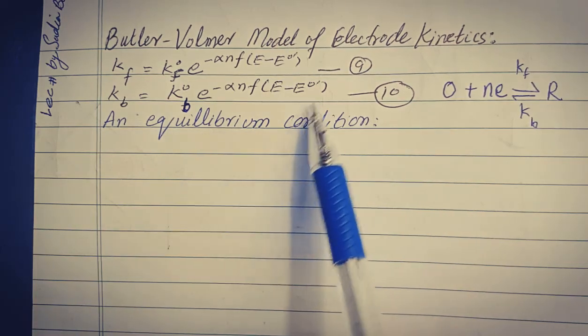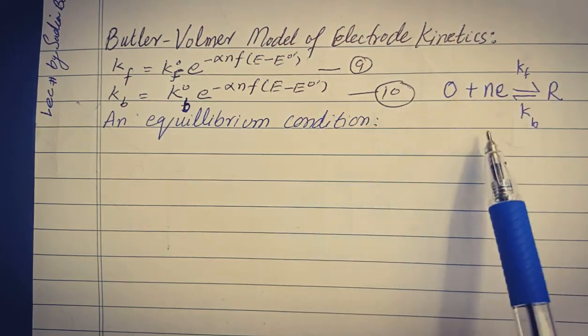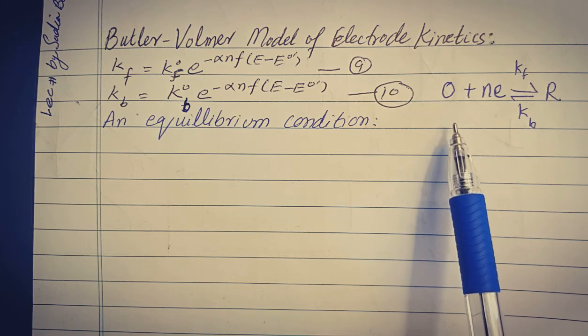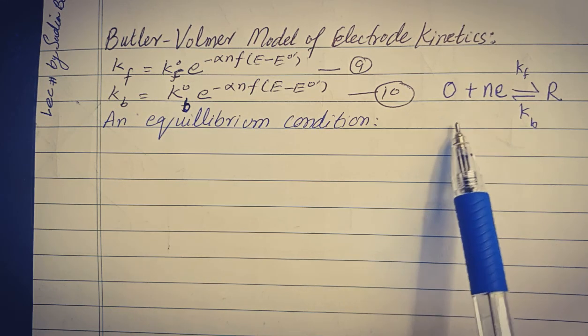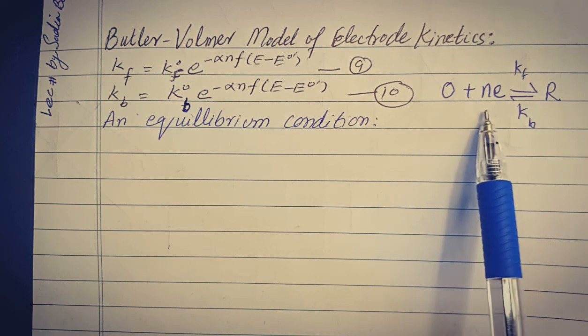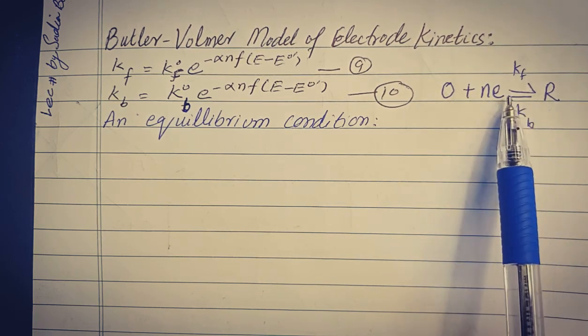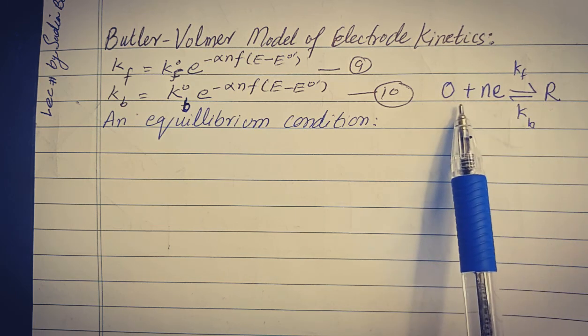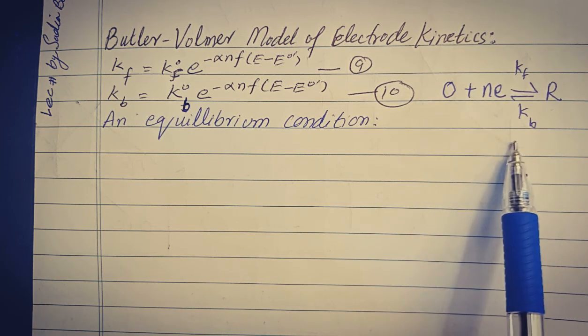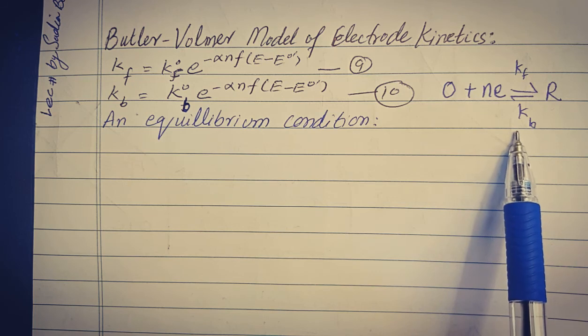Butler Volmer model of electrode kinetics. In the previous lecture, we considered this redox reaction in which an oxidized form is reduced with the forward rate constant, and the reduced species is converted to oxidized with the backward rate constant.